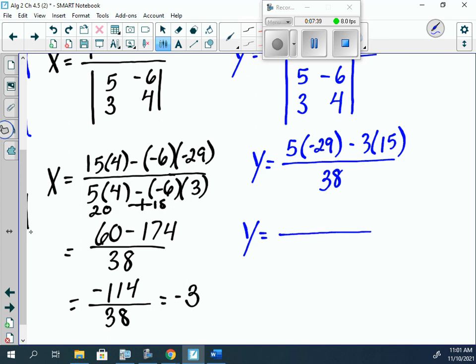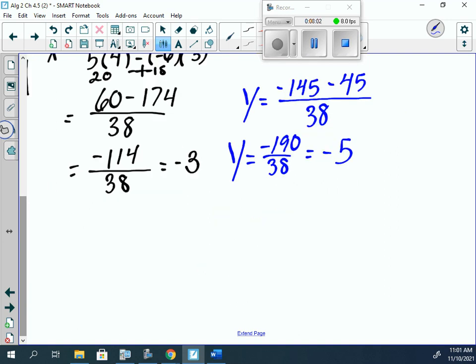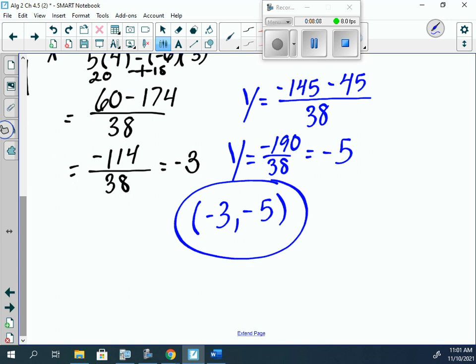So we do 5 times 29, which should be -145 minus 45. This is going to be over 38. -190 over 38, which is, so the solution for this is -3, -5.